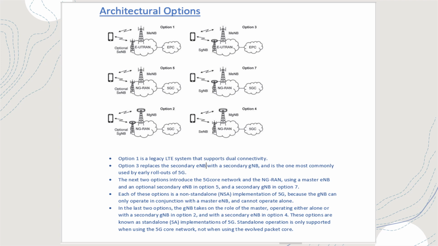In the last two options, the gNB takes on the role of the master, operating either alone or with a secondary gNB in option 2 and with a secondary eNode B in option 4. These options are known as standalone implementations of 5G. A standalone operation is only supported using the 5G core network, not when using the evolved packet core. So these are the 7 architectural options possible for 5G deployments.